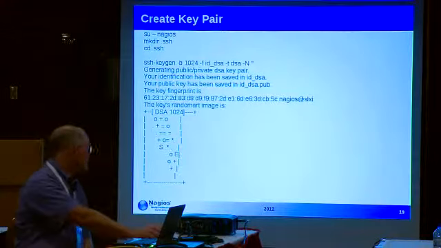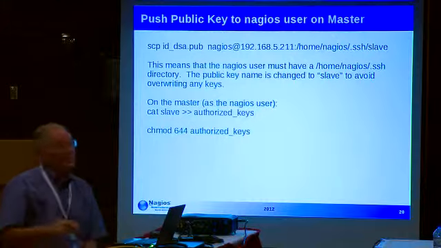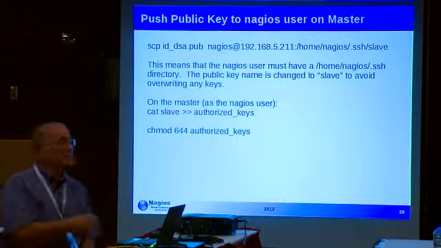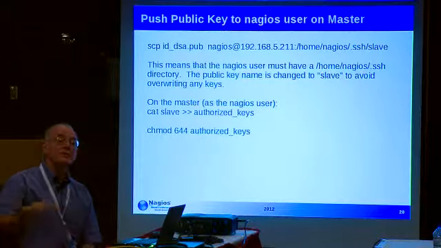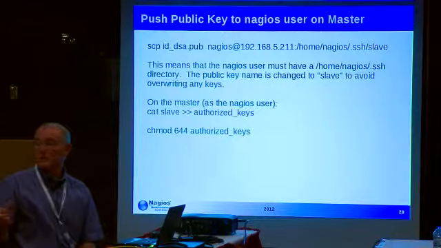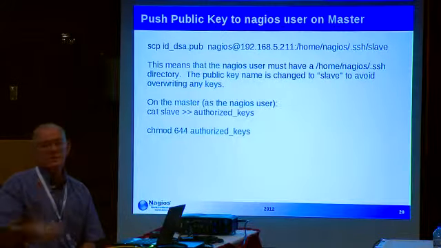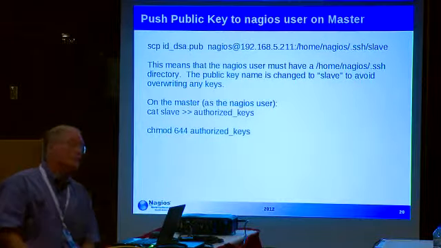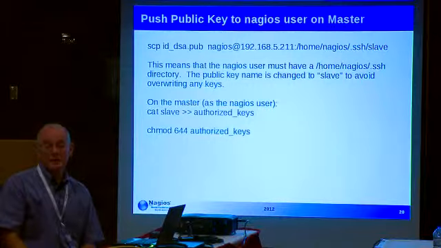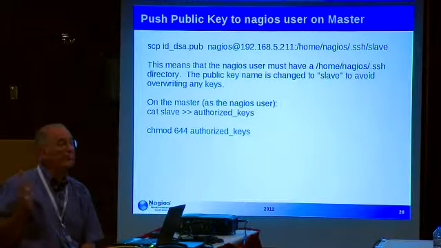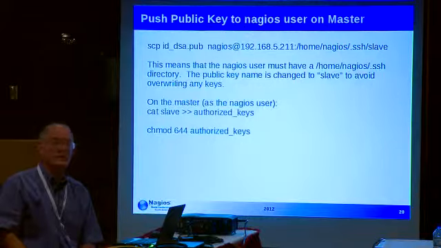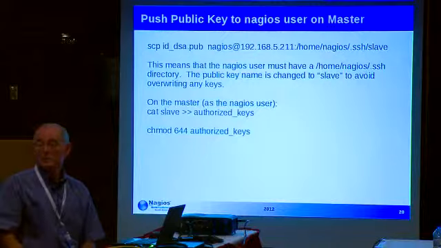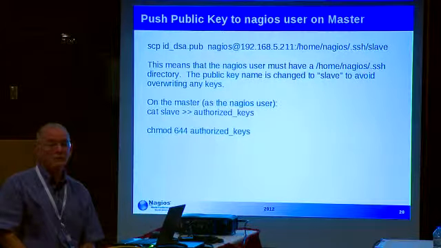You want it to execute as Nagios. When we push that key to the master, you're probably going to want to change the name. You can see id_dsa.pub. If there's another key pair in that Nagios home directory, you're going to overwrite the one that's there. So if you just change the name, here I changed it to slave. So it's going to land there and then just cat slave into authorized keys. Notice the two arrows, it's an append. You don't want to overwrite this in case there's something there. And make sure your permissions are correct because SSH won't connect if your permissions are wrong.